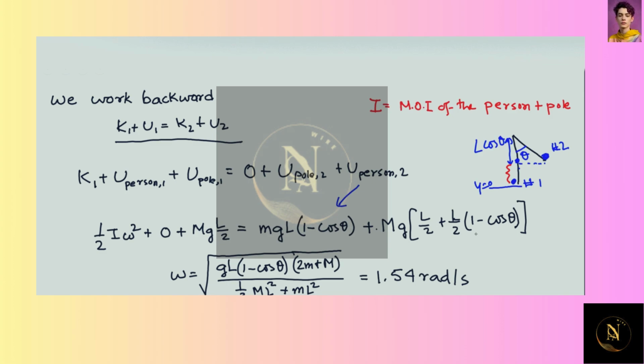Similarly, we did this part as well, but the only change here is the center of mass is centered around here, so we just did the same calculation with L by 2. So that means we have L by 2 times 1 minus cosine theta, and we added that. So that's the potential energy at this point. And from here, if we solve for omega, we get this expression, and we're already given the mass of the person and mass of the pole and theta, which is 72 degrees. So using all those numbers, we see that omega is 1.54 radians per second.